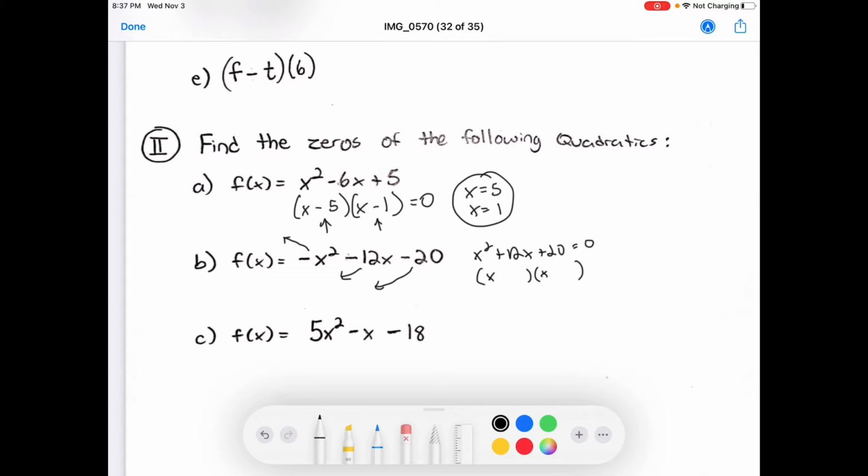Factors of a positive 20 that add to give me 12. And that's going to be 10 and 2. And what would make both of these factors equal 0? So that's going to be x equals negative 10 and x equals negative 2.